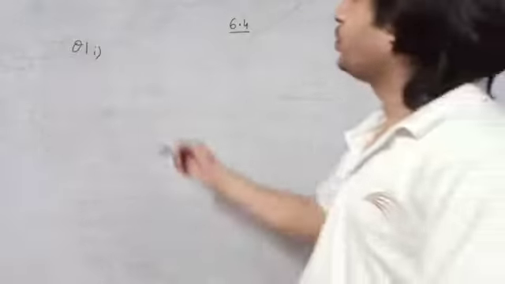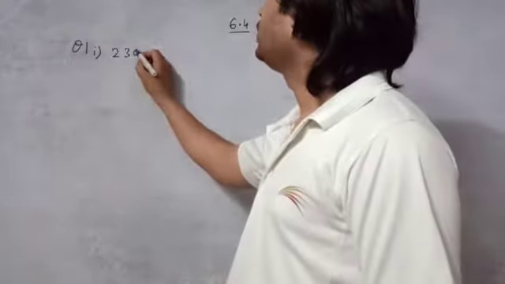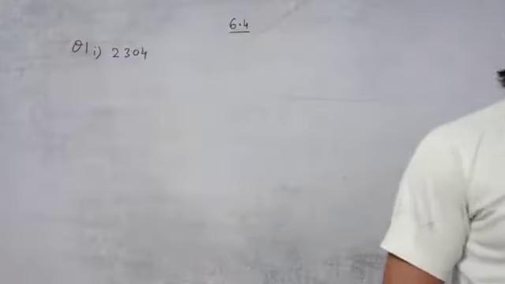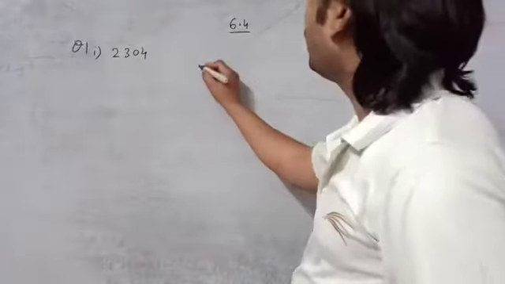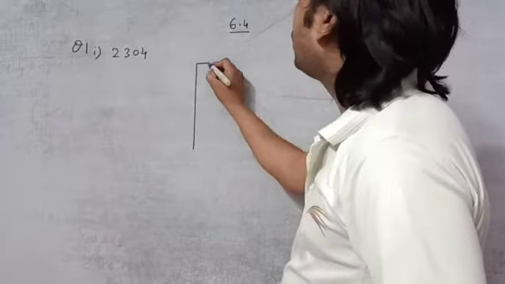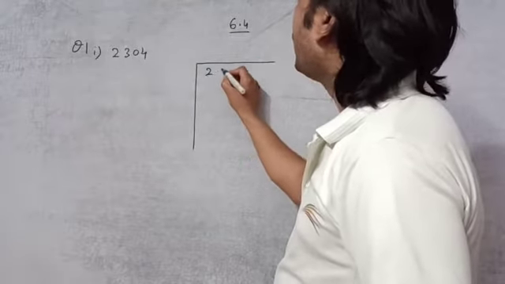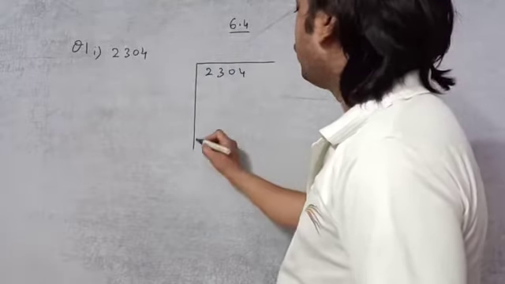Starting question number one of exercise 6.4. Here in 6.4 it is given 2304, and what we have to do is find the square root of this with the long division method. So here we will write 2304 first.